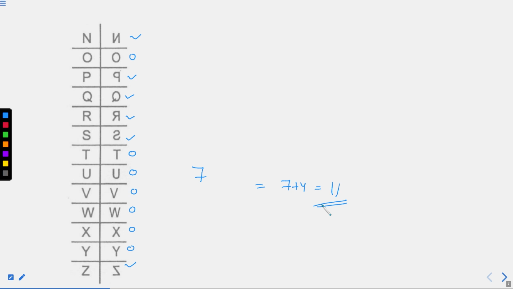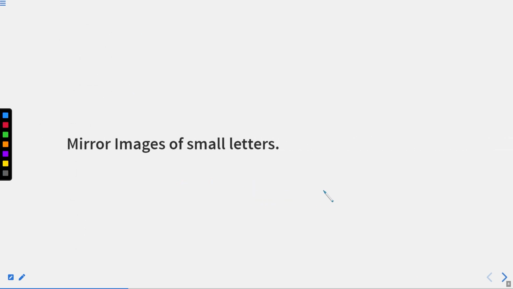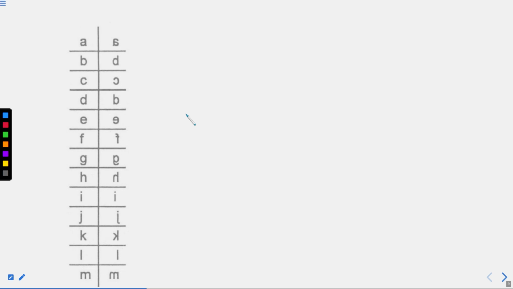I hope this part is clear. Now we are going to deal with the small alphabets as well. Now we look for the small alphabets, right? For small alphabets we can see that A can be mirror image having this. For B it will appear as D now. For C it is same as in capital letters. For D it is like this. For E, for F, for G.